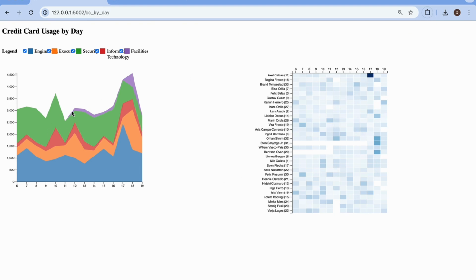On the left, in the stacked area, we can clearly see the spike on the 18th, mainly from the security department and the facility department, which have higher spending than other departments. It's a very useful view for spotting spending spikes and seeing exactly who was involved. For example, here we can see this, which also got the 40 as well.